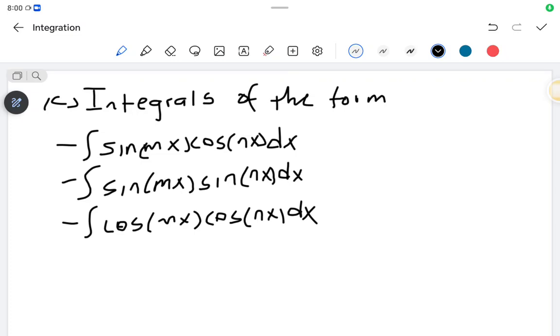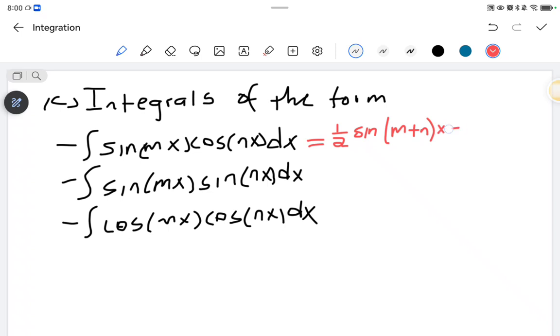Today I want us to go through these types of integrals. We have three types of forms, and the first form is the integral of sine mx cos nx. This is how we compute such an integral. If we're working with sine mx cos nx, this will always yield 1 over 2 sine of (m plus n)x.